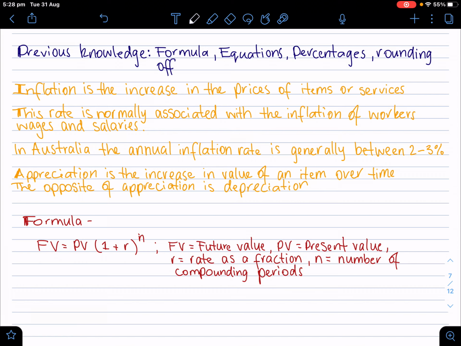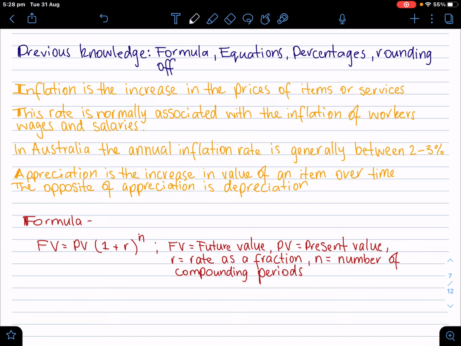And normally they're associated with the workers' wages and salaries that also go up and inflate. So in Australia, the annual inflation rate is generally between 2 and 3%. While appreciation, very similar, but it means when items increase in value over time, such as artwork or collectible items.